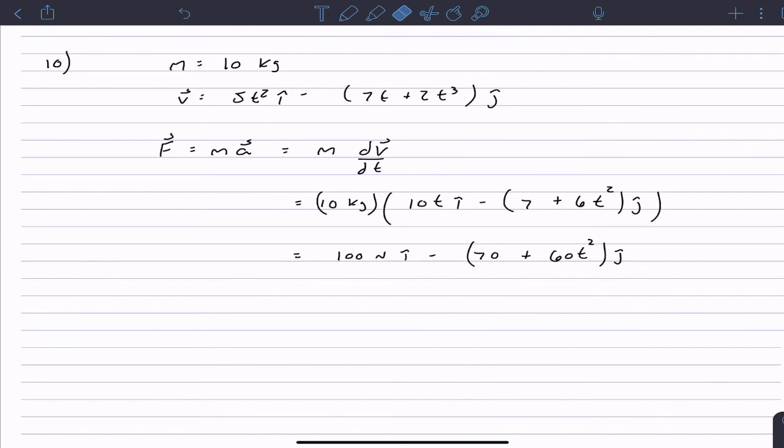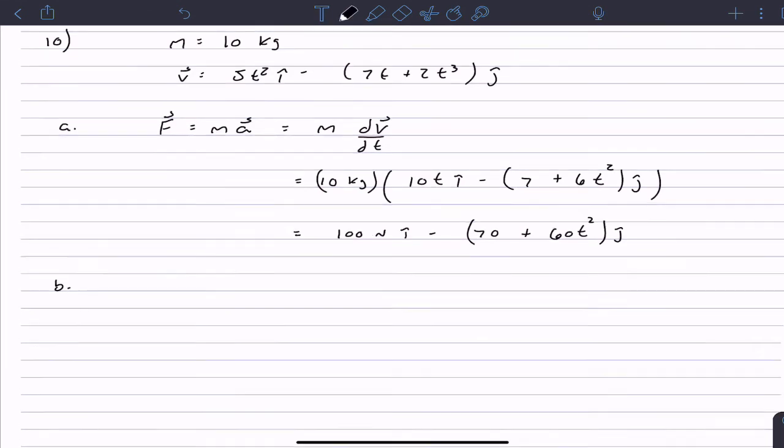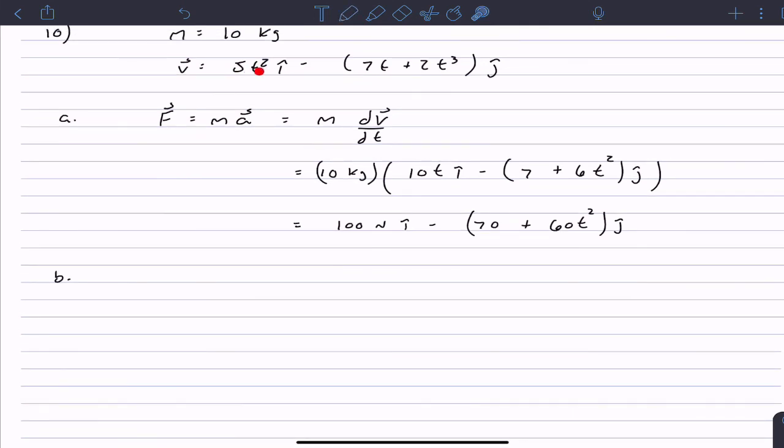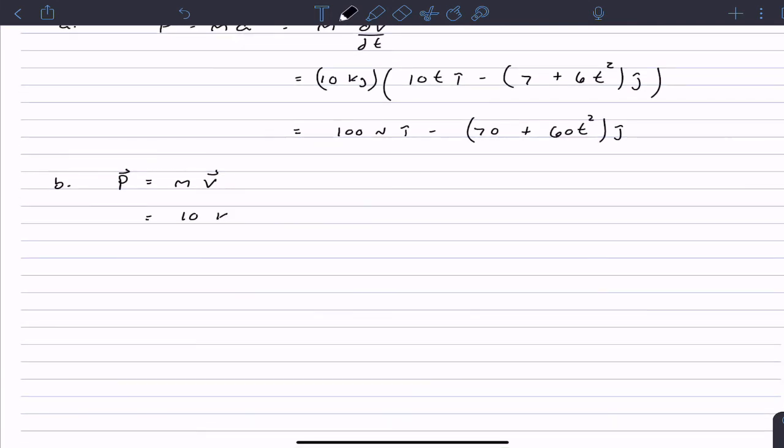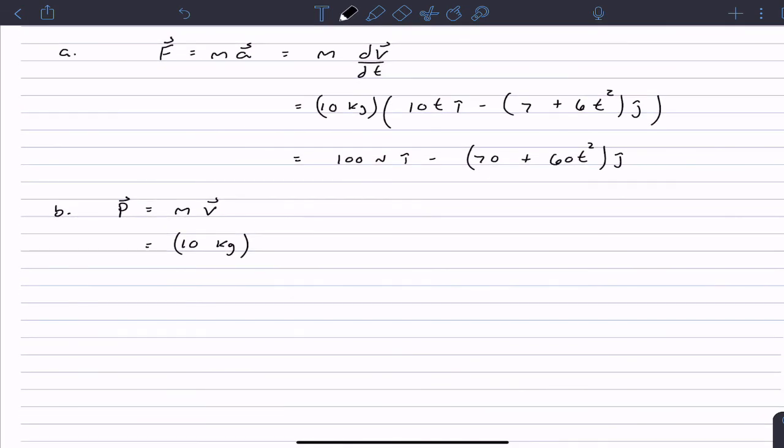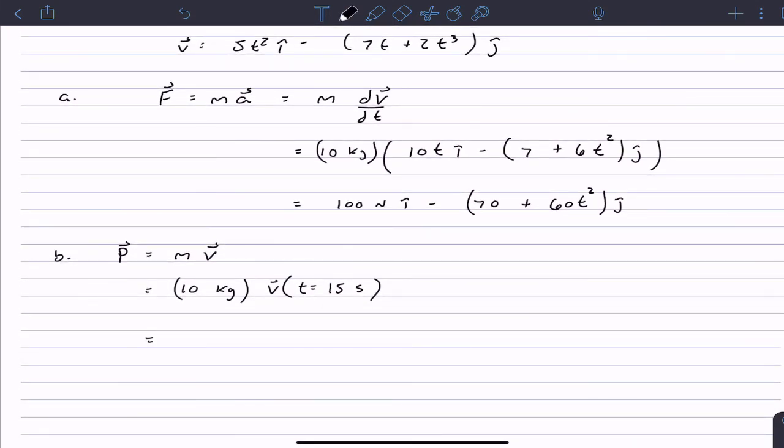Okay, so the next part of the problem, part B, it says what is the momentum of the object when t is equal to 15 seconds. Okay, so our velocity is a function of time, so we're going to need to plug 15 seconds into each of these. Also, we need to recall that momentum in general is mass times velocity. Okay, so we're going to take 10 kilograms times our velocity function, where t is equal to 15 seconds. Okay, so we just plug it in and go from there.